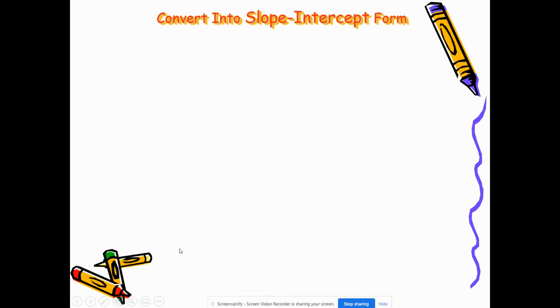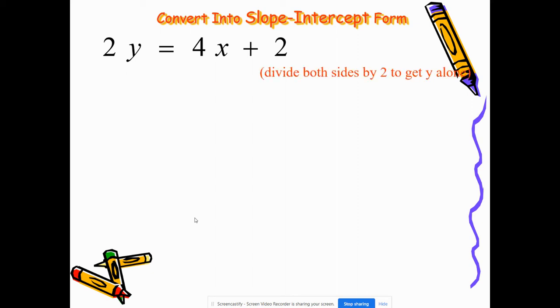Okay, so now we're going to look at an example where the y is not by itself. So let's take a look at this equation. We have 2y equals 4x plus 2. We want to get y by itself, but we have this 2 right next to it. So the operation that's holding this 2 and y together is multiplication. Therefore, we're going to need to divide by 2. So the key rule is what you do to one side, you must do to the other. So we're going to divide everything by 2.